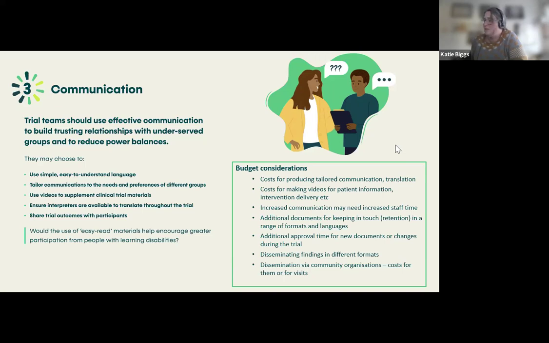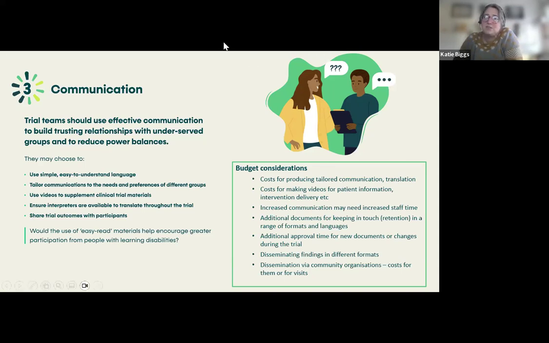Even though this tends to be used in disabilities, it can help people with low literacy and low health literacy understand the information. Using translations, use videos to supplement the information, and it must be costed because they are not cheap. Translation of written materials is unlikely to be sufficient on its own, so using interpreters throughout the trial, not just at consent as well. They need to be incorporated into other places where you're having patient contact.